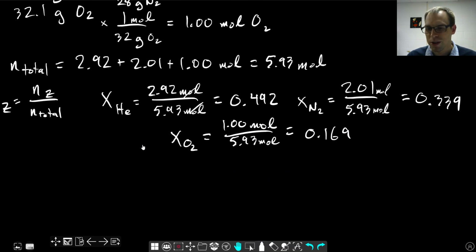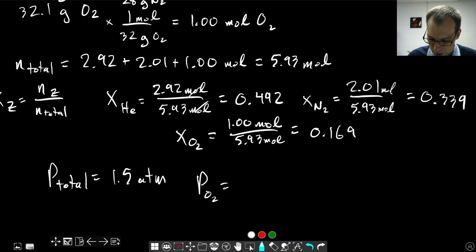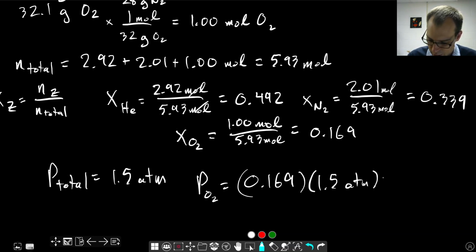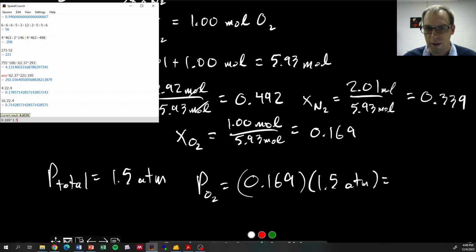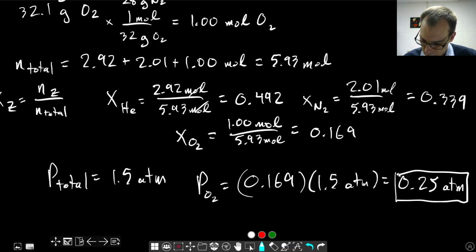So let's go ahead and calculate the partial pressure of oxygen then. We were given that the total pressure is equal to 1.5 atmospheres. So that means the partial pressure of oxygen will be our mole fraction, 0.169, times 1.5 atmospheres. This one I haven't calculated in advance, but we can do that one real quick. 0.169 times 1.5 is 0.25, so we can round that to 0.25 atmospheres. So of that 1.5 atmospheres total, only a quarter of an atmosphere of that pressure is due to the oxygen. A lot of it's going to be due to the helium because it has a significantly higher mole fraction.